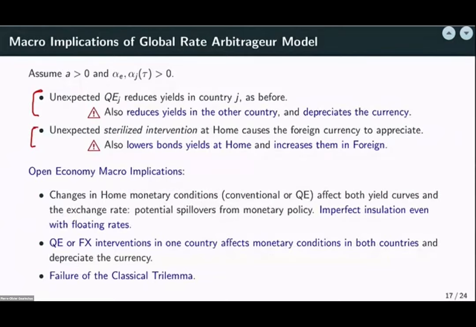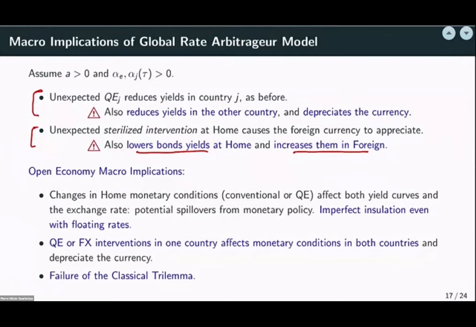If we think about unexpected sterilization here, suppose that the home central bank decides to purchase foreign currency, and therefore increases the demand for foreign currency. That's also going to affect the exchange rate, but it will also affect the term structure, both in the home country, where it's going to reduce bond yields at home, and it's going to increase bond yields in the foreign country. So foreign exchange or reserve interventions are going to have much more complex effects in this world.